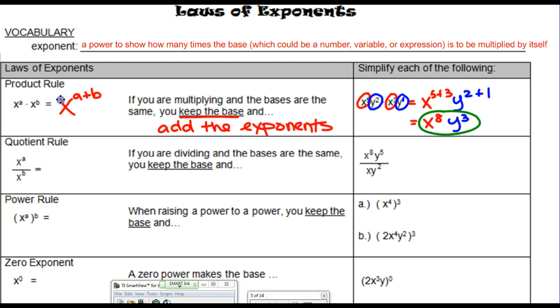Okay, our next problem. When you have an x to an a power divided by an x to a b power, we talked about that you would subtract. And it's not highest power minus lower power. It's the numerator power minus the denominator power. So that's really important. Again, you keep the base, so they must be the same base, and you subtract the exponents.